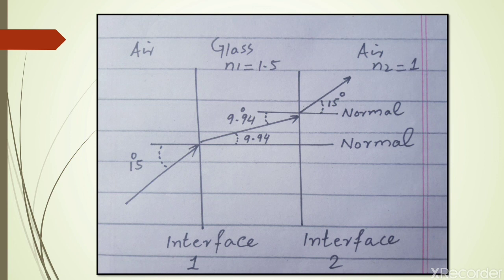And you see, the overall direction of the ray does not change. The ray travels with an angle of 15 degrees from the air to the glass, and then the same ray travels back to the air with the same angle of 15 degrees. So the overall direction of the ray does not change in this particular case.